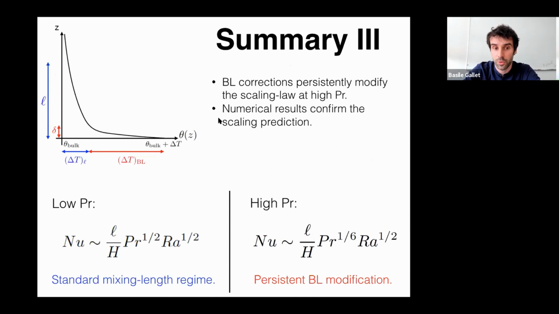And finally, we've understood the scaling behavior in all 3 parameters of the problem. For low Prandtl number or stress-free boundary conditions, the Nusselt number is L/h times square root of Rayleigh Prandtl. That's the standard mixing length regime. For high Prandtl number and no-slip boundary conditions, it's the same thing except that the exponent in Prandtl number is switched to 1/6. For stress-free boundary conditions, it would be, again, the mixing length regime.